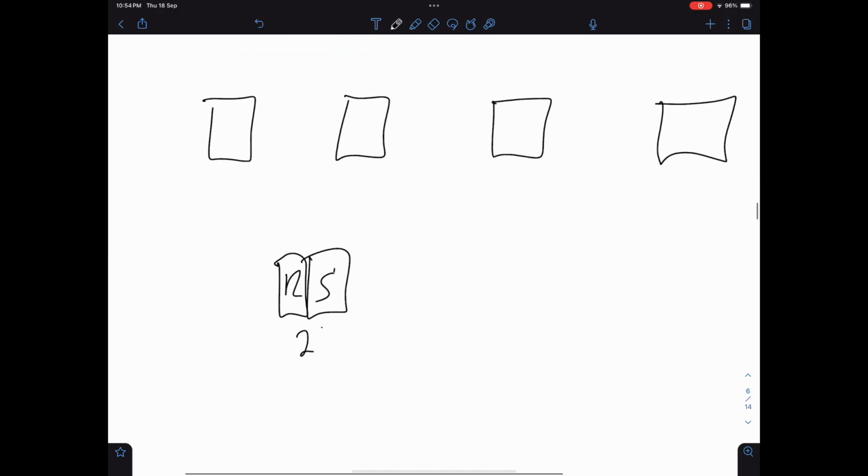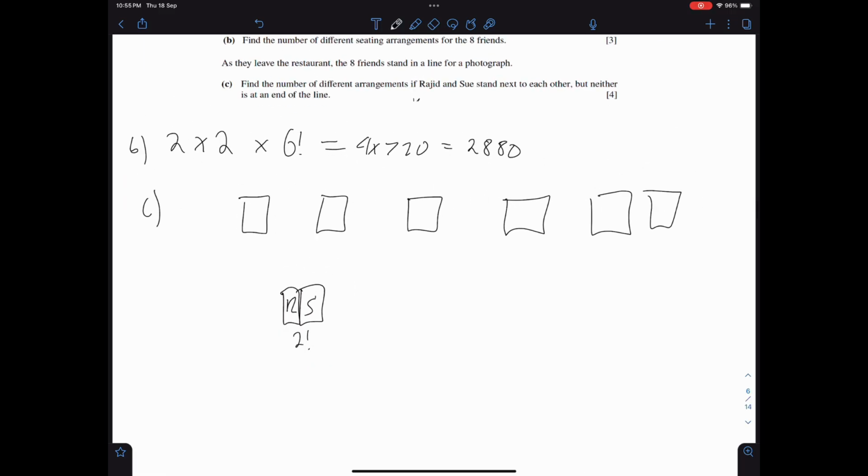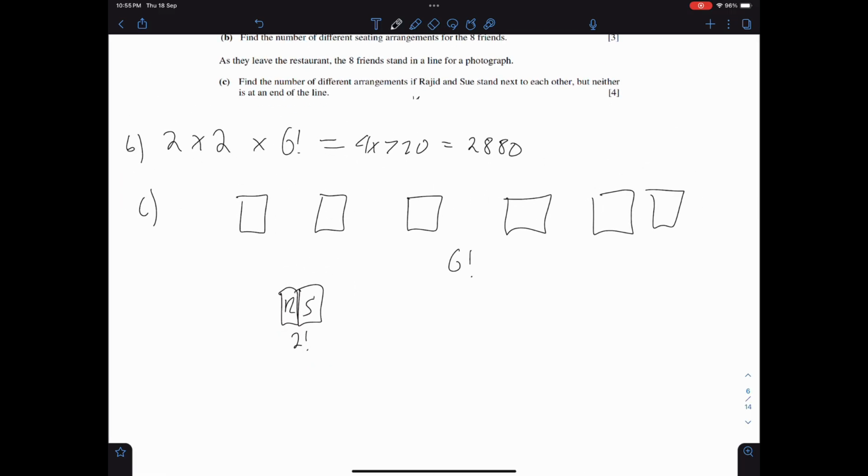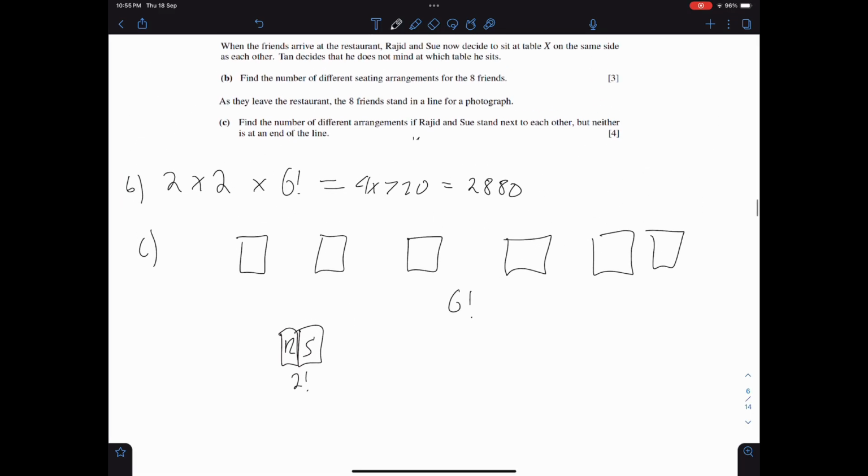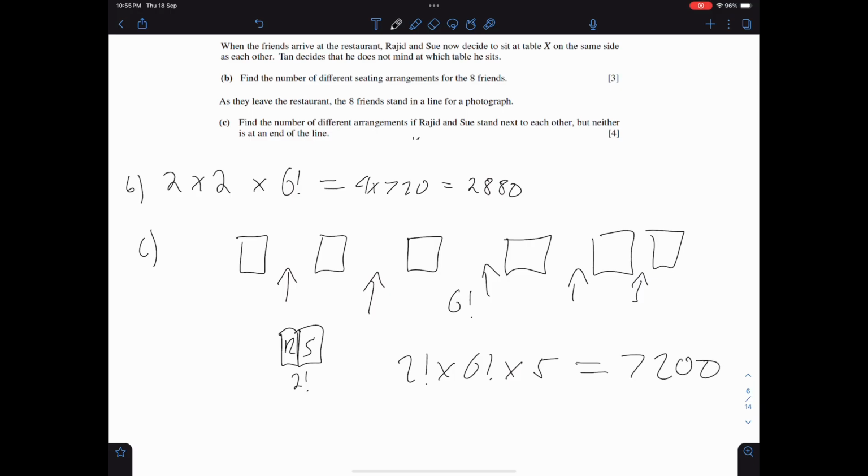Now you could do 2 factorial ways of arranging them, 6 factorial ways of arranging them, and then Rajid and Sue could go in here, here, here, here, or here. So that's 2 factorial times 6 factorial times 5, which is 7,200. So those are the permutations questions that I've prepared, and in the next video we'll be doing combinations questions.